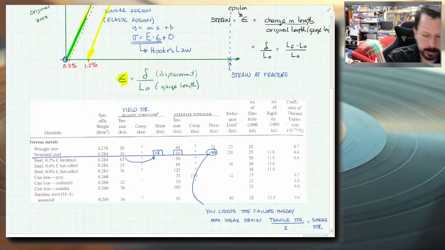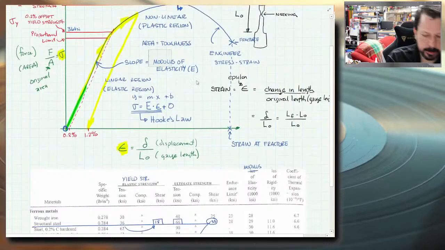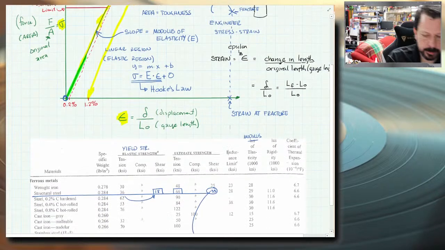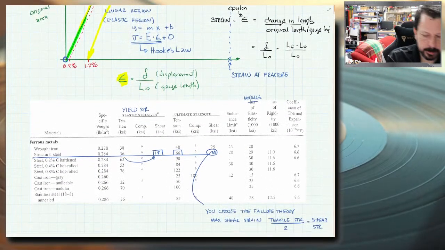Endurance limit, we don't need that one yet. That will be for later on, not this course, but in another course. This word, cut off, was modulus of elasticity. So that is this guy, the modulus of elasticity, which is the slope of the line. It does have odd units in this chart, so be careful. The units are thousands of KSI, so thousands of PSI, so it's 10 to the 6 PSI.